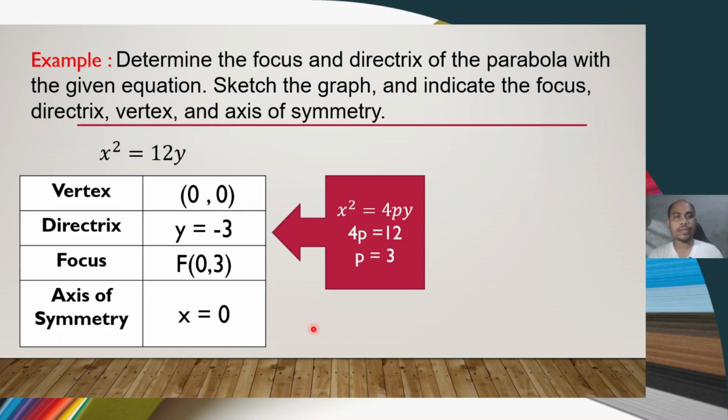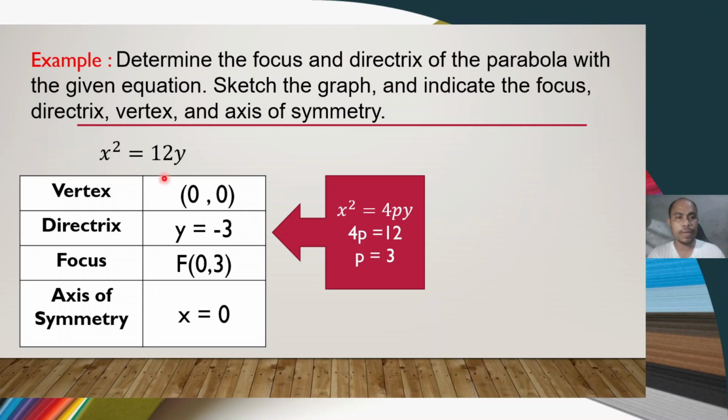Okay. Moving on, the next example: determine the focus and directrix of the parabola with the given equation. Sketch the graph and indicate the focus, directrix, vertex, and axis of symmetry. So we have the given x squared equals 12y. Let's find first the vertex. From our table earlier, if you recall, the vertex is automatically (0, 0). For the directrix, we use the standard form x squared equals 4py.